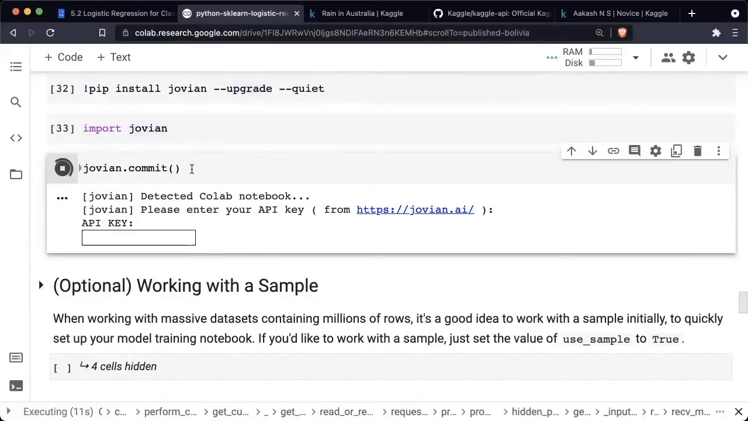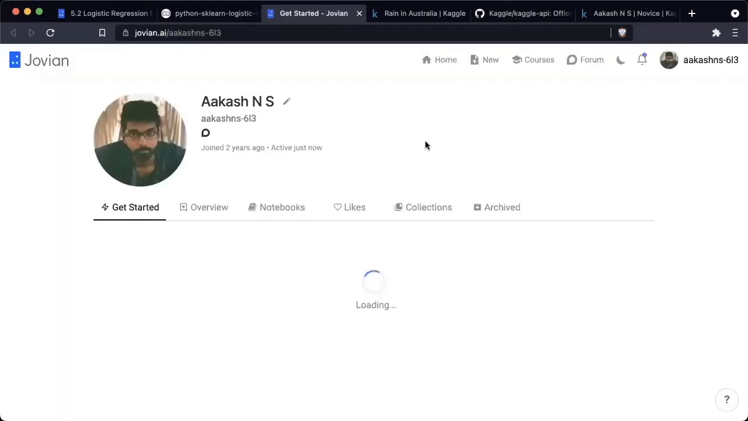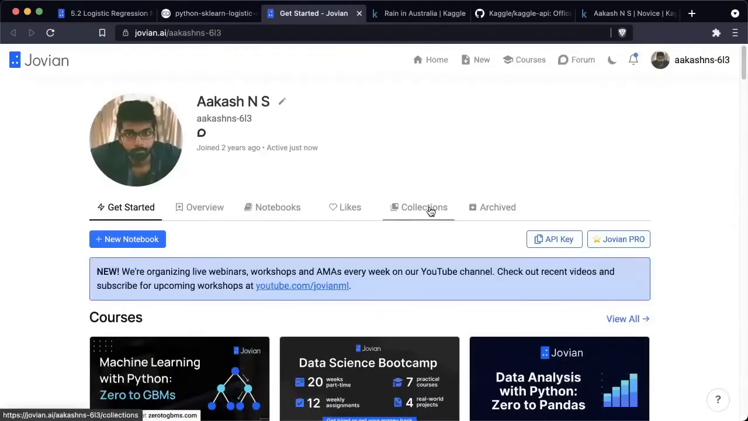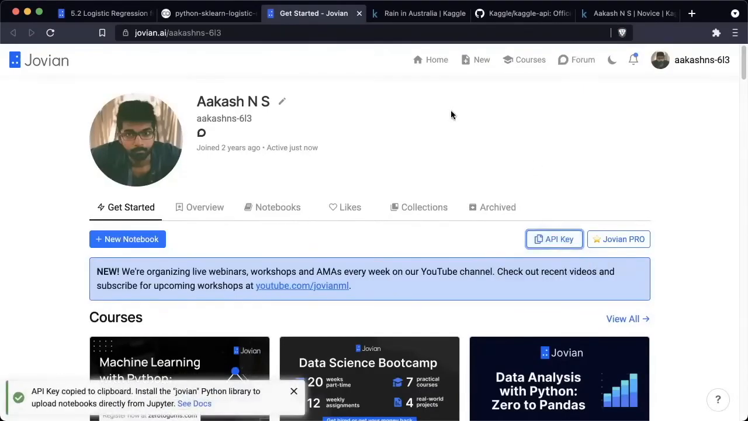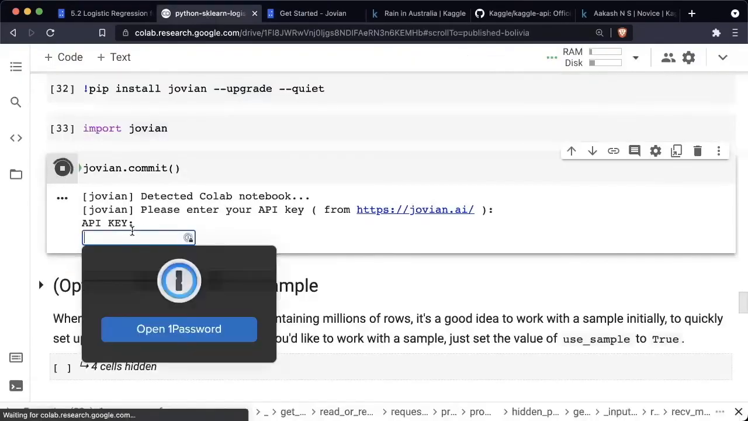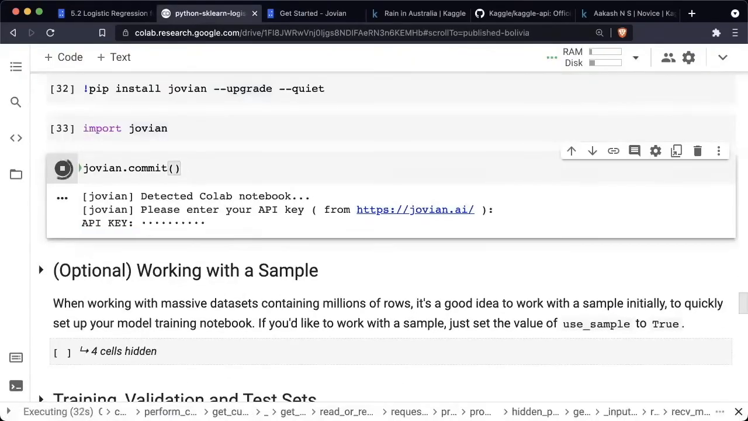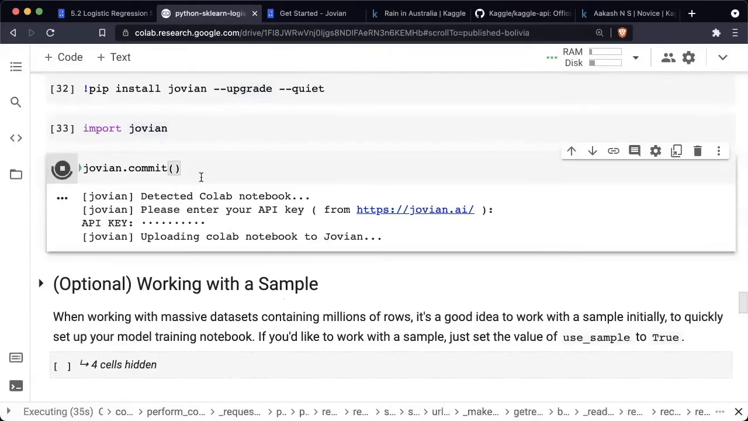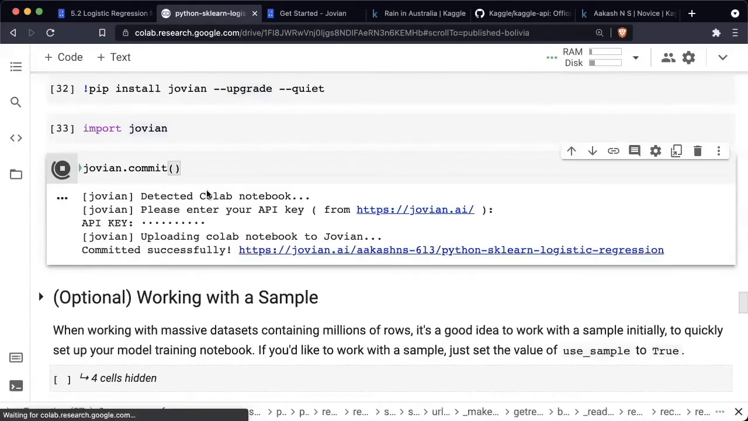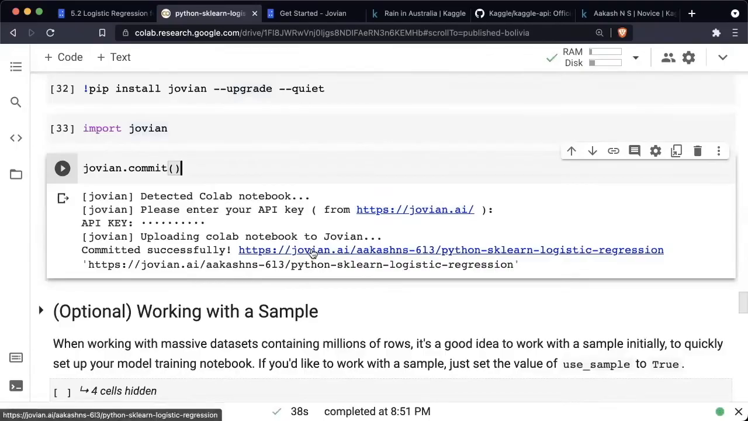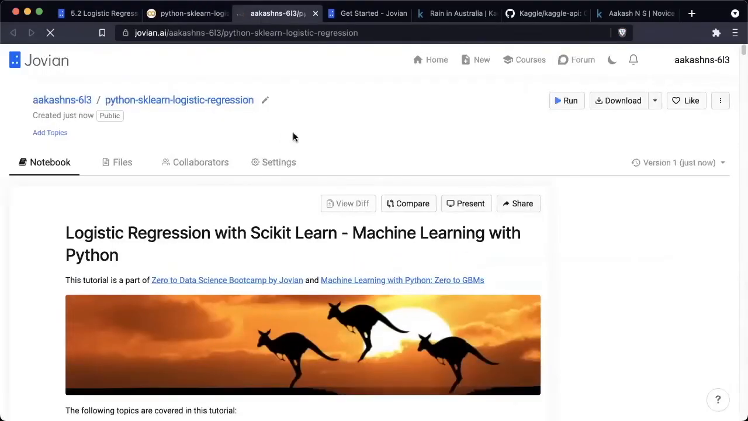So when you run jovian.commit, you will be asked to provide an API key. So this is not the Kaggle API key. This is a Jovian API key because we want to take a snapshot of this notebook and put it on Jovian. So you just open up jovian.ai. And in the Get Started tab of your profile, you will be able to find this API key. So just click on API key, come back here and paste it in. And what this will do now is this will capture a snapshot of all the code execution that we have done so far and take that Jupyter notebook and put it on your Jovian profile.